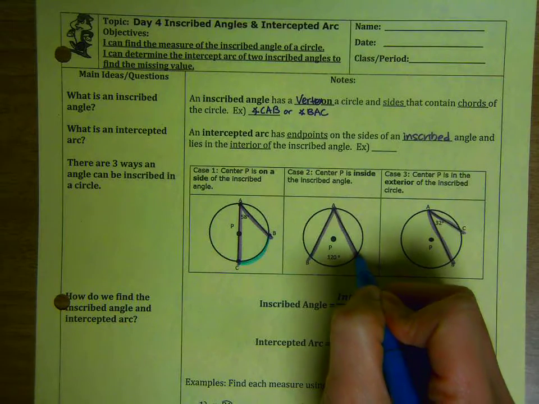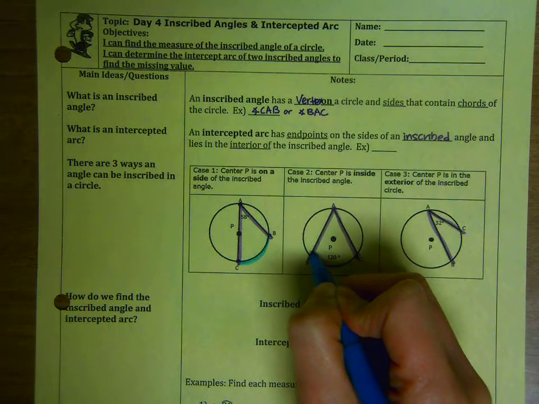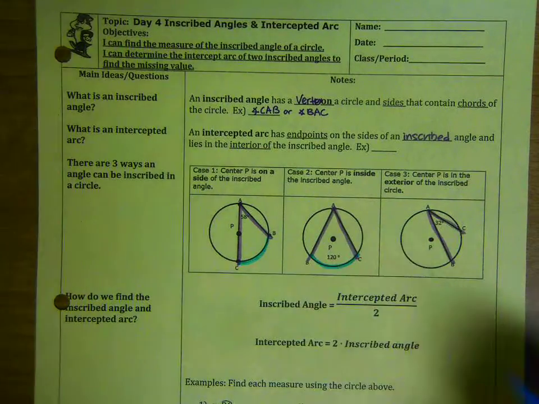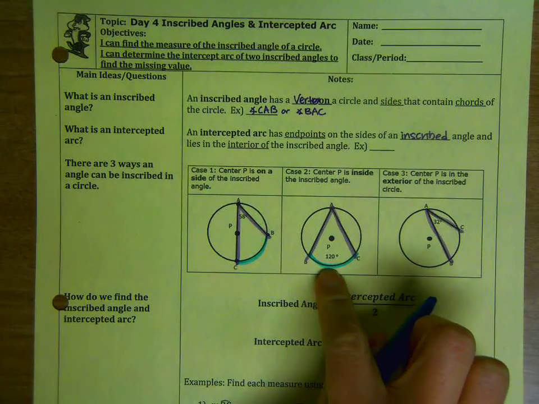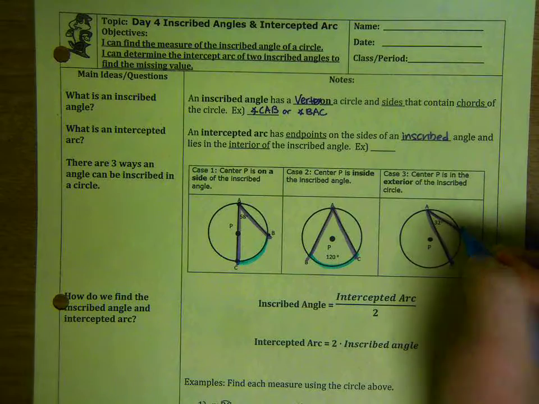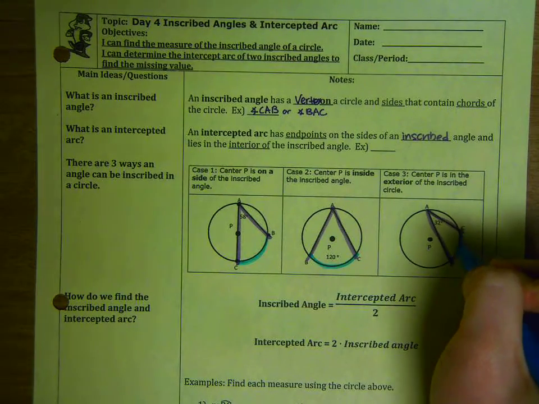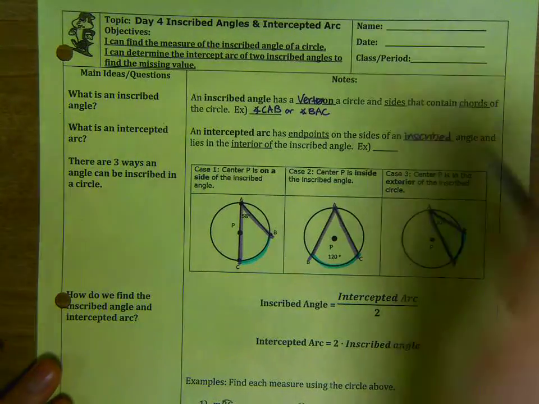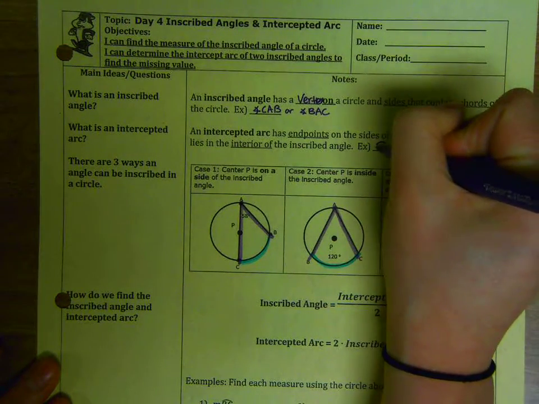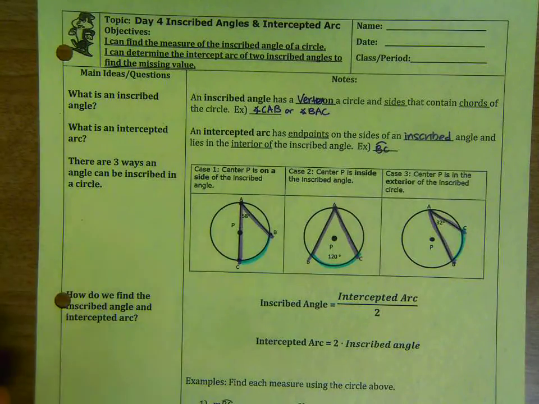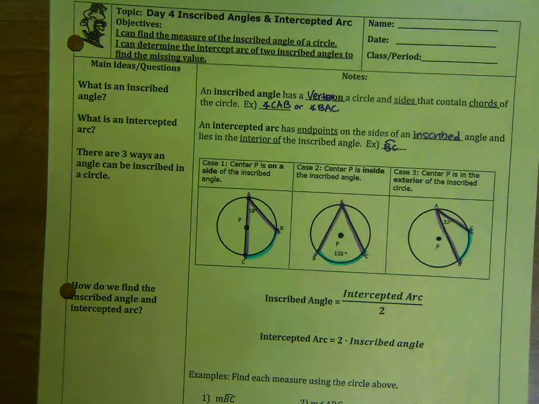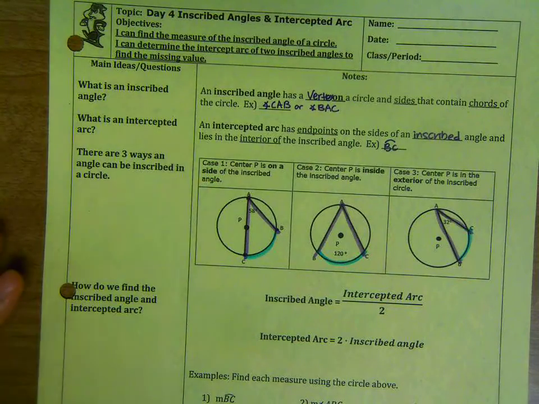Case 2, same thing. We have two endpoints on the inscribed angle, and the arc is captured by that inscribed angle. We call this an intercepted arc. Same thing, we have points B and C, it captures, so this is the intercepted arc. Now how do we label it? We label it as arc BC. So those are the three cases where we can identify inscribed angles and intercepted arcs.